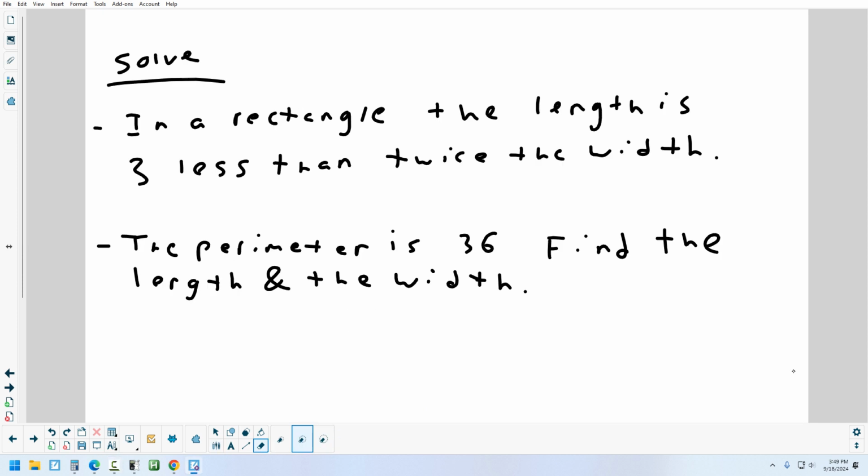All right, so the last question we're going to take a look at is about a rectangle. This particular one involves perimeter, but the one on the test could be any of the types of rectangle problems we've looked at this week. So we've done some with area, perimeter. Those are pretty much the most common. So the first thing it says is the length is 3 less than twice the width. So could you tell me as an equation, how would I write down the length is 3 less than twice the width?